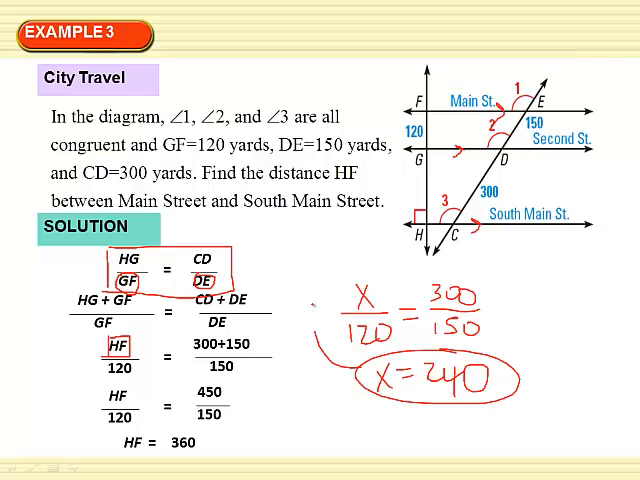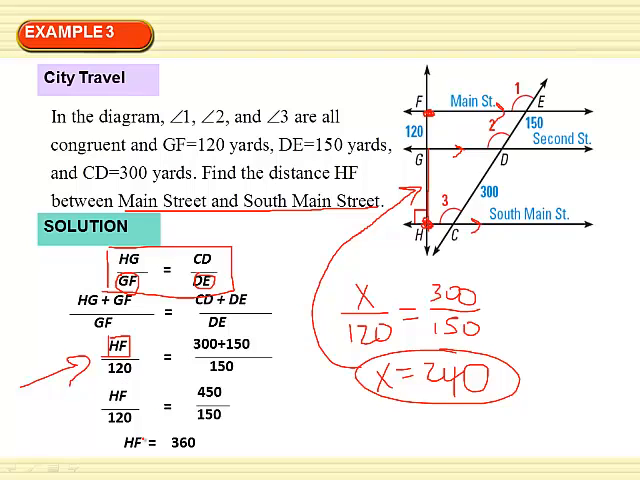Problem is that's this guy here. That's HG's length. So we don't want HG's length. We actually want the distance between Main Street and South Main Street, which is this distance here, HF's entire length. That's why adding the denominator to the top of both of the ratios is a shortcut.